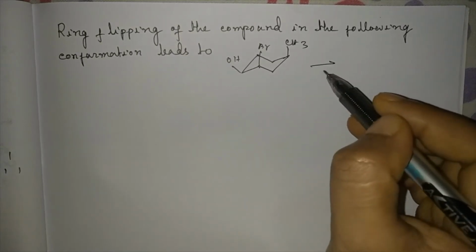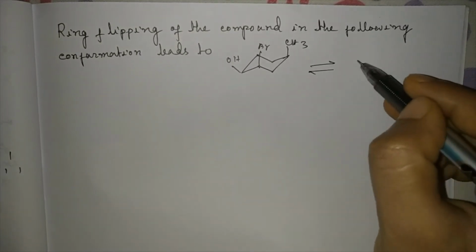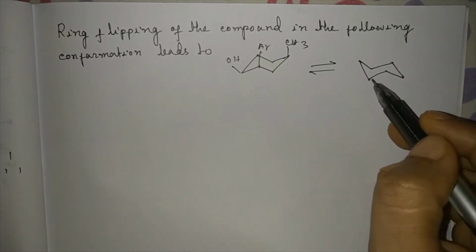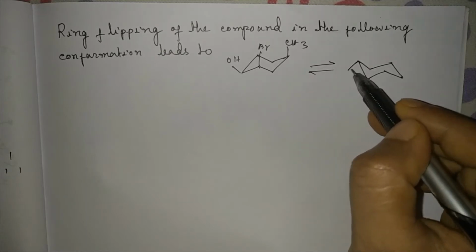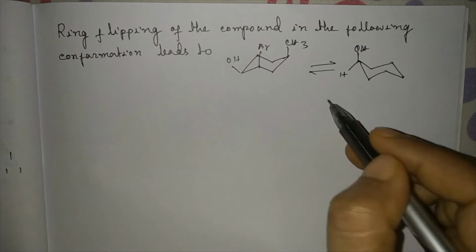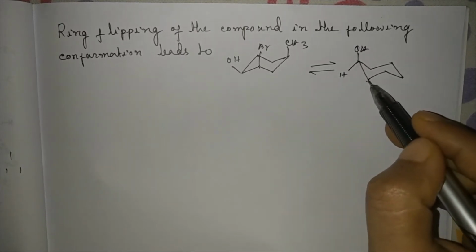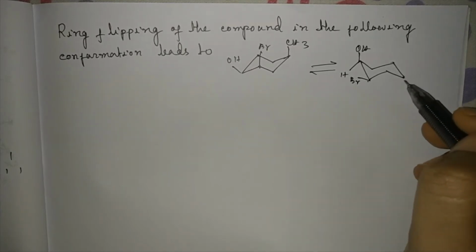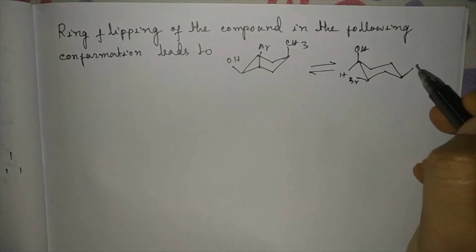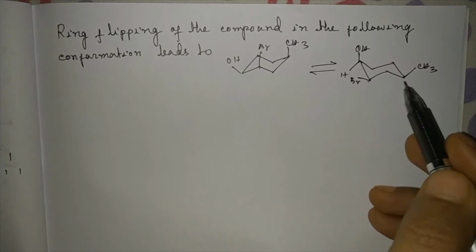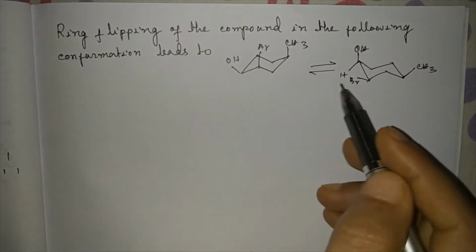So after ring flipping, here the OH which is here will be in axial, and Br was in axial, so it will come into equatorial, and here the CH3 was in axial, so CH3 will be in equatorial. So this will be the conformation of this compound after ring flipping.